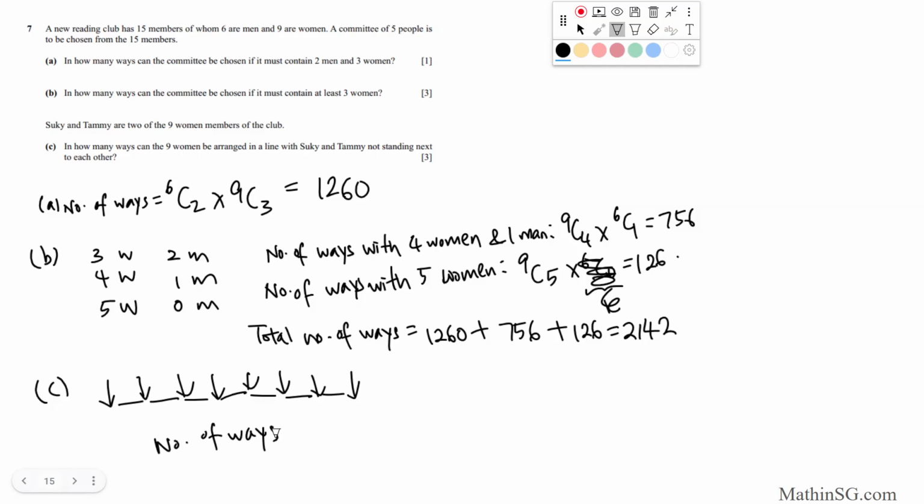So number of ways. First thing we need to do is to arrange the 7 other women, which is 7 factorial. Next, I have 8 positions, and I need to choose 2 of them to put Suki and Tammy. Suki and Tammy can permutate, so times 2 factorial. So the total number of ways will be 282240.